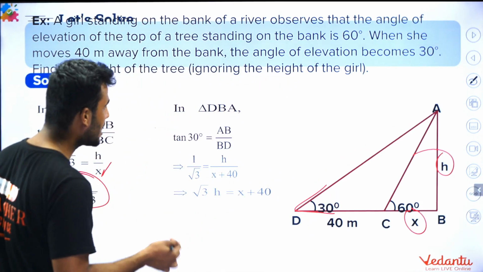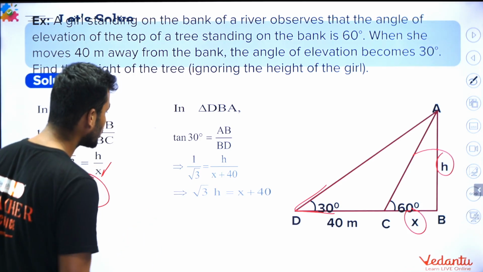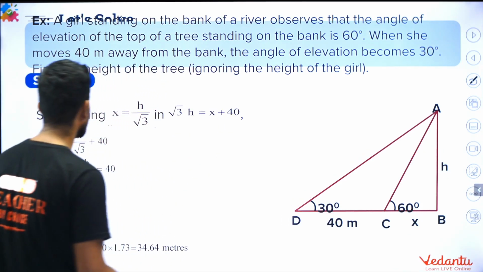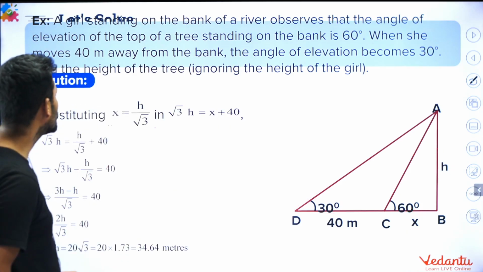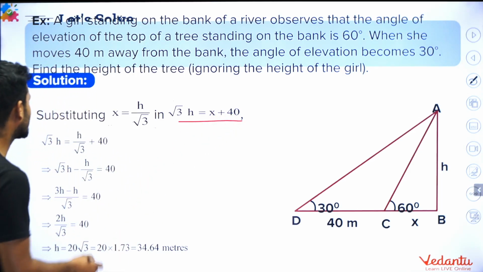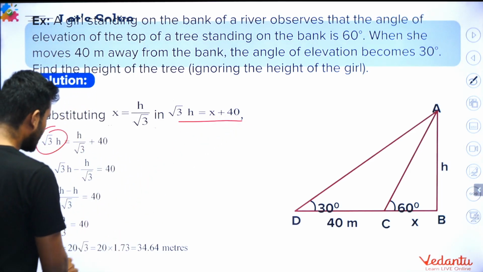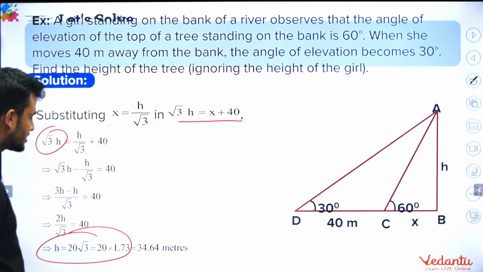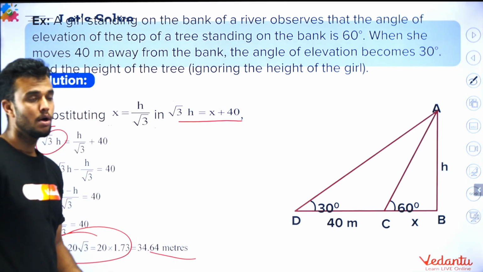dh by dx is nothing but h by x plus 40. If you solve this, you get some value. Then putting x equal to h by root 3 into root 3h, it becomes root 3h equals x plus 20 root 3h. If you solve now, you can get the answer of h. It's nothing but 34.64. Very simple, students.